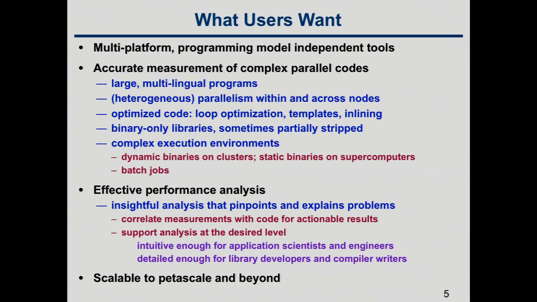And so I would argue that what users want is a multi-platform, platform-independent tool. You want to be able to take accurate measurements of complex parallel applications, large multilingual programs. They might be a mix of C, C++, and Fortran. You'll have heterogeneous parallelism within and across the nodes. You'll have core parallelism, and then you'll have parallelism across the multiple nodes. You have optimized code, and so almost always there's loop optimization, but in C++ you also get template instantiation, and often you get inlining of functions as well.